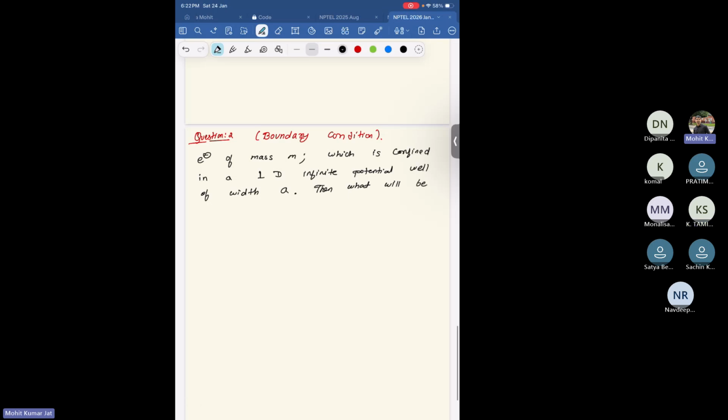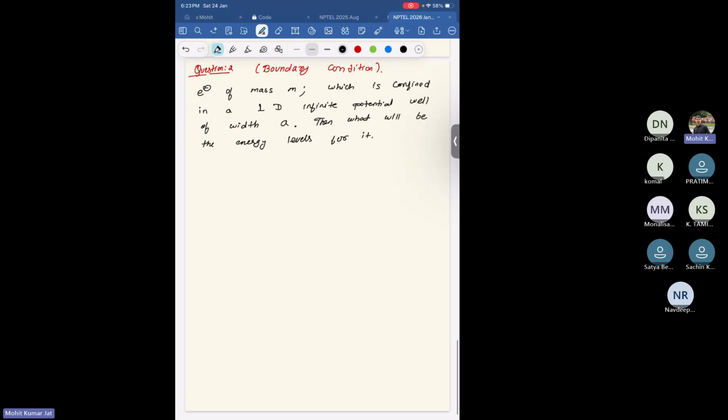What will be the energy levels for it, right? So this is the question, and the energy levels, I'm asking the ground state, first, and the second excited energy level.